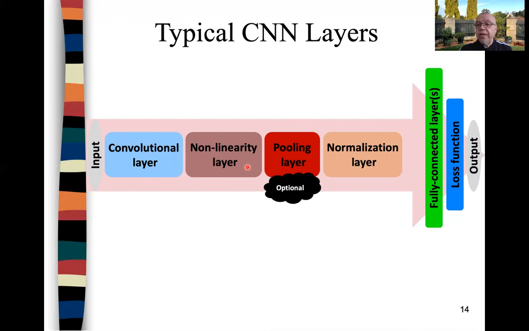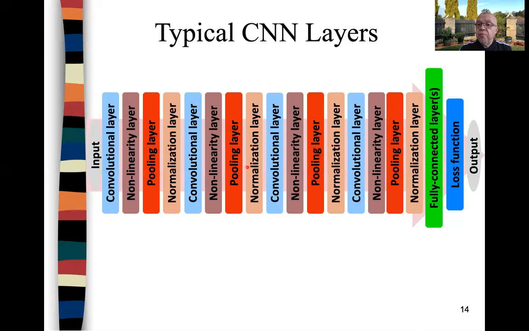We also need a normalization layer. We will explain what it is. And we would have a number of layers in between. So for example, we have a convolutional layer, nonlinearity layer, pooling layer, normalization, and the process is repeated, or there are variations. We also have a fully connected layer, or layers, which is just like the multi-layer perceptron that we've seen before. And then we have a loss function, as we're going to explain in the training later.